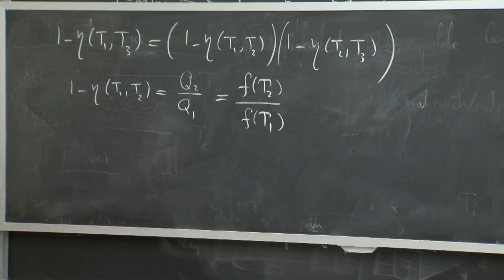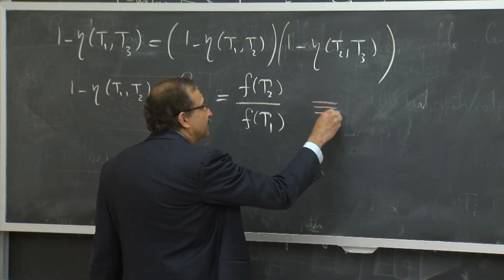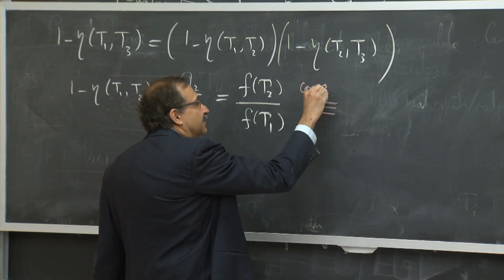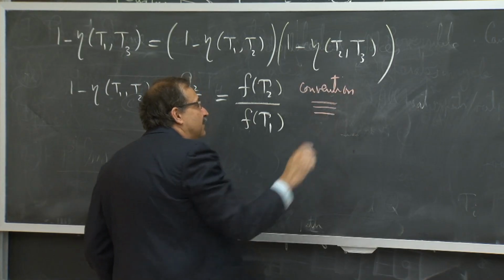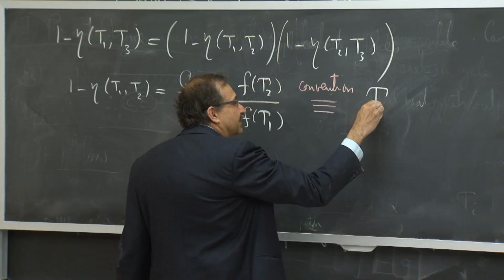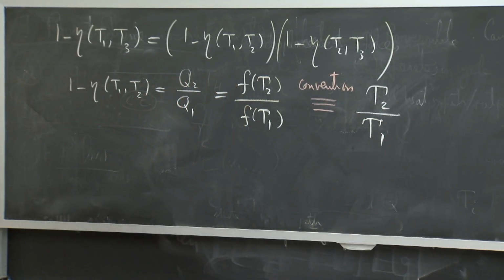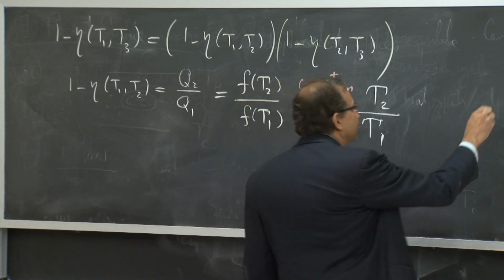Okay? So here we need to make a convention. And the convention that we make, which was not required, is that the functional form is linear. Okay? So this defines for you the thermodynamic temperature scale.